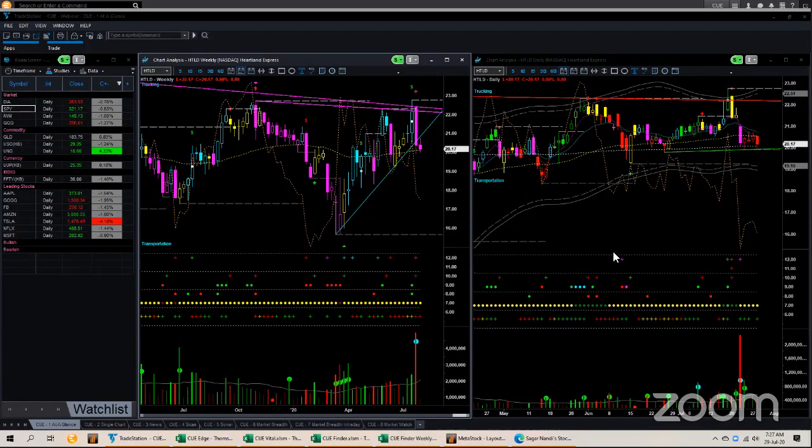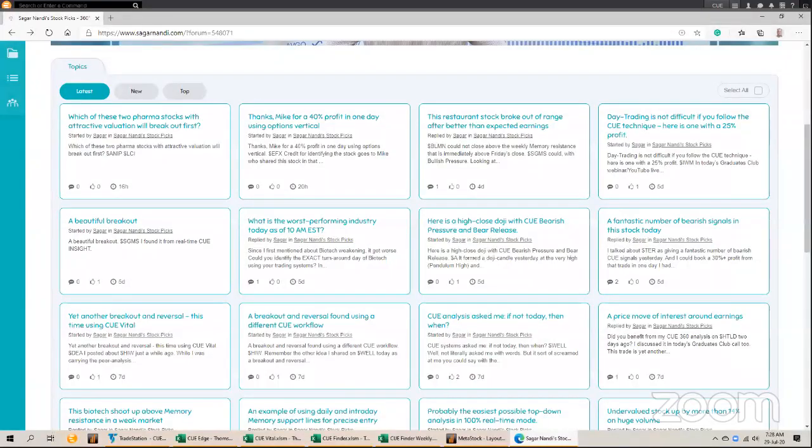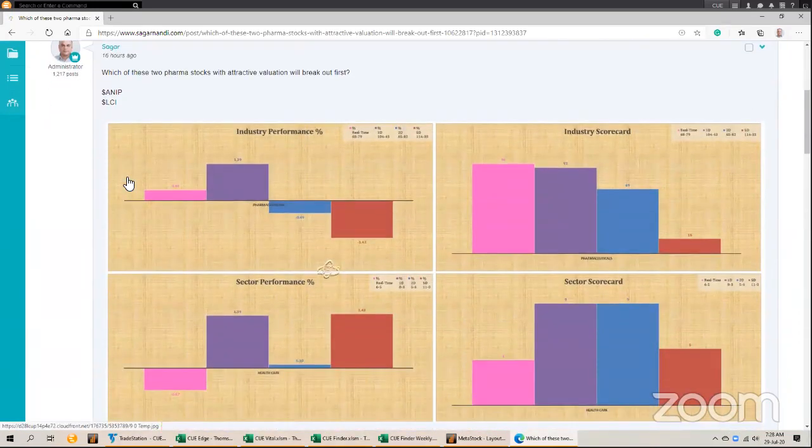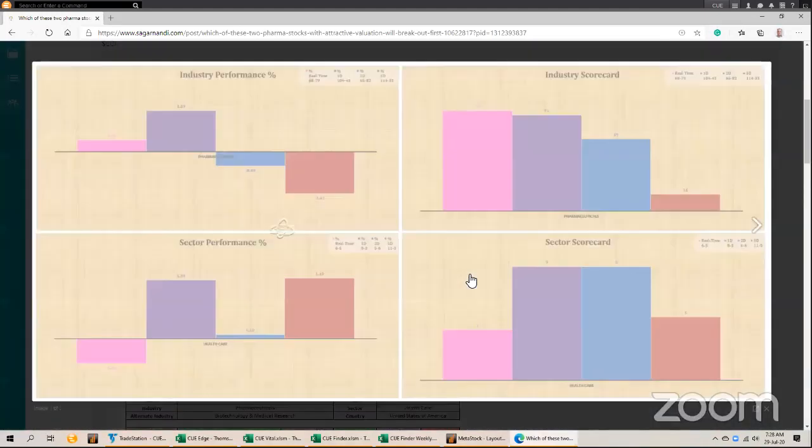That is how I am taking trades now, buying defensive stocks, shorting non-defensive stocks, buying stocks that are fundamentally strong, shorting stocks that are fundamentally weak. Yesterday, I shared two pharma stocks. They have not broken out of memory support, not support, sorry. They have not broken out of memory resistance yet, but it may be worth looking at the two stocks. One is ANIP, one is LCI. Let's look at the snapshots I shared yesterday.